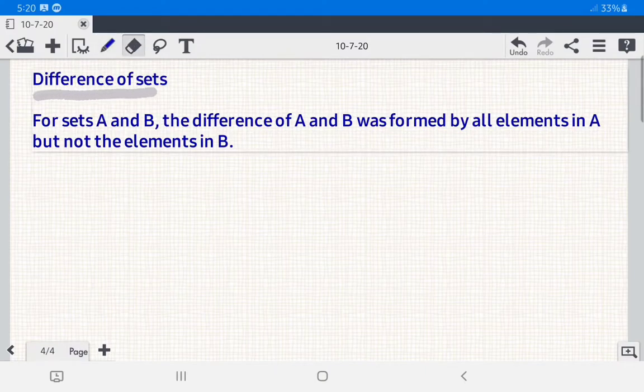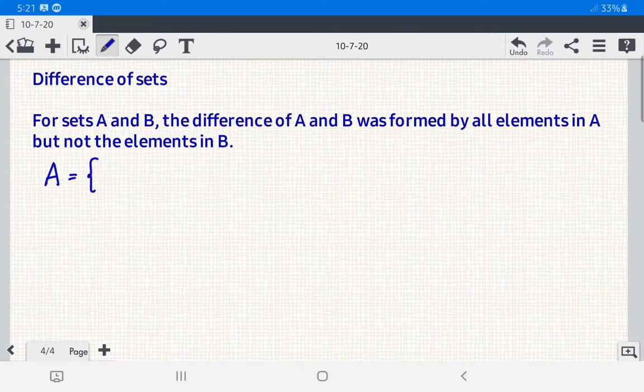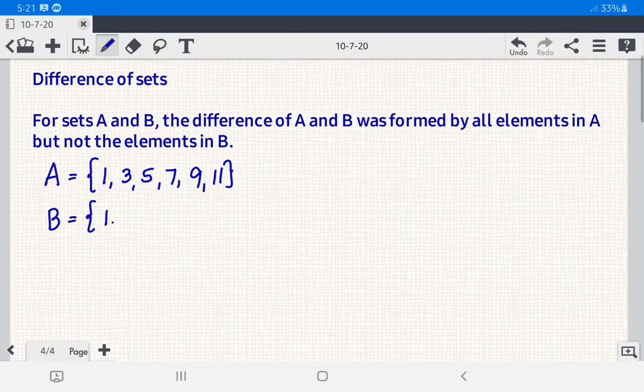Now for the difference of sets, for sets A and then B, the difference of A and B is formed by all elements in A, but not the elements in B. So again, given the two sets, A and B, we have set A with elements 1, 3, 5, 7, 9, and then 11. And then for set B, we have numbers 1 to 5: 1, 2, 3, 4, and then 5.